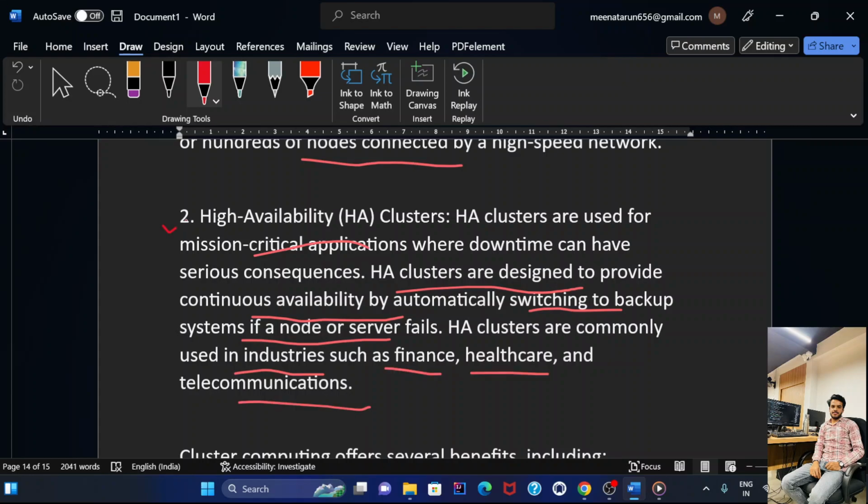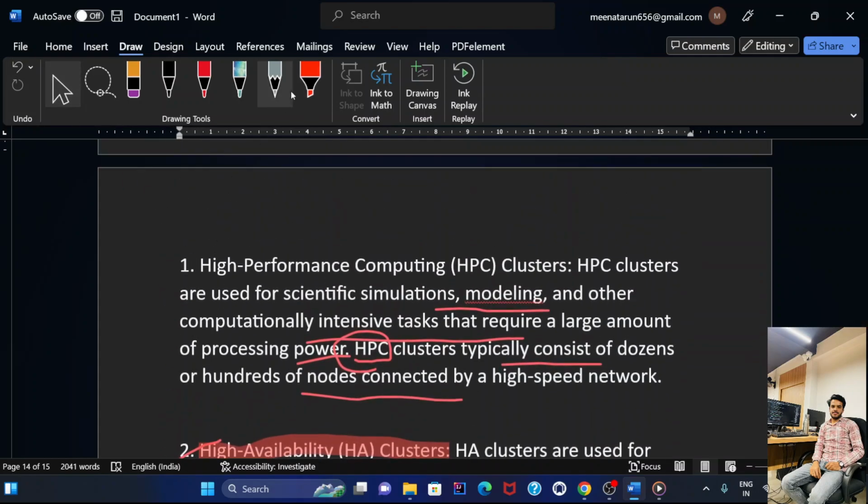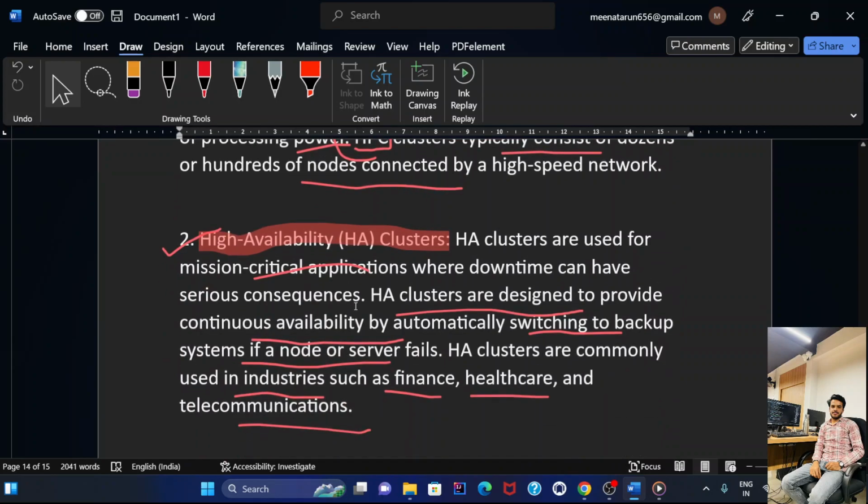High availability clusters are commonly used in industries such as finance, healthcare, and telecommunications. This is high availability, and this is high performance. High performance can be used in scientific research, while high availability is used in industries where backup or switching systems are needed.